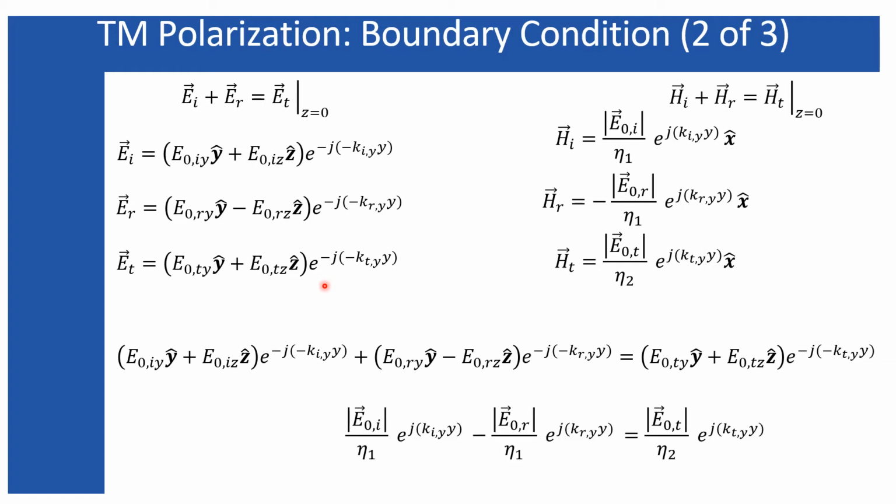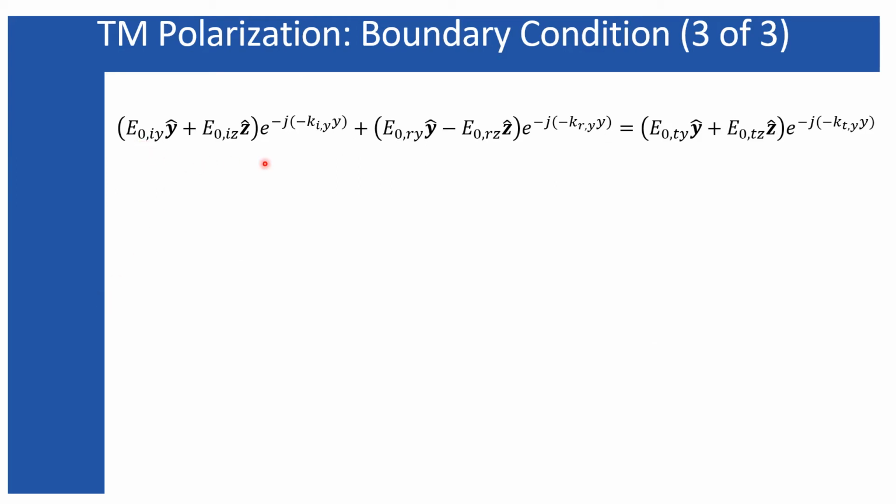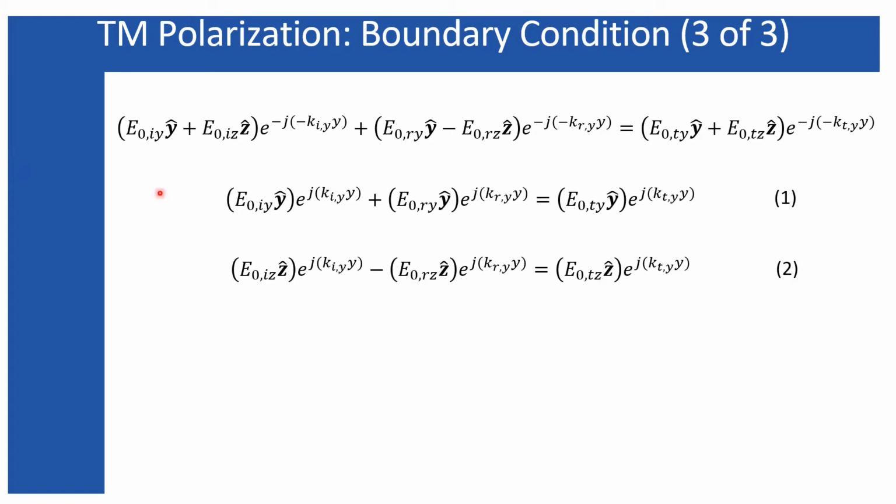Similarly, I have applied it for the magnetic field also. So these are the equations following the boundary conditions. This equation is only due to the electric field, as we have seen in my earlier slide. Since two components exist for the electric field, we have to resolve these two components, and we can write two separate equations for them.